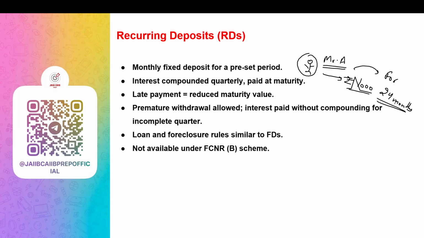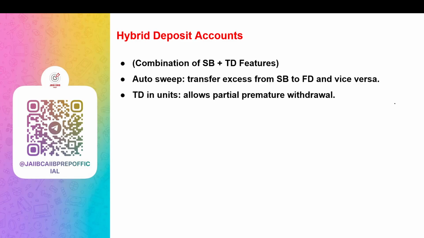So this is our recurring deposit. Interest is calculated using quarterly compounding. If any monthly payment is missed, the final amount is reduced. Rules for early closure and loan against RD are the same as fixed deposit. No RD is allowed in foreign currency accounts like FCNR accounts. So no RD is allowed in these accounts.